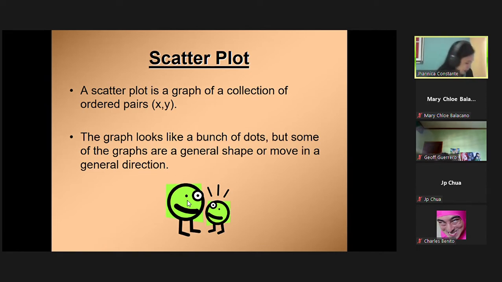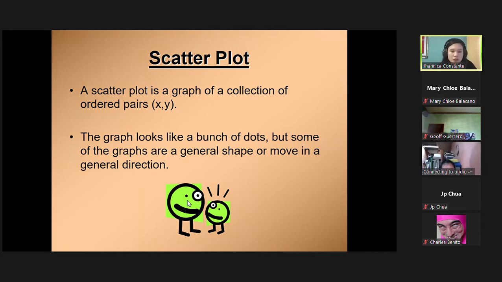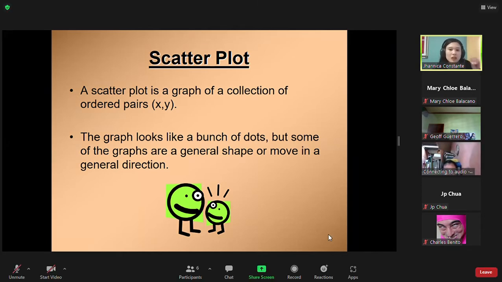So when we have a scatter plot, it follows a certain direction that we can easily describe. We can easily identify the description of that specific scatter plot that we have. So we have two types of association and correlation when it comes to the direction of our scatter plot.